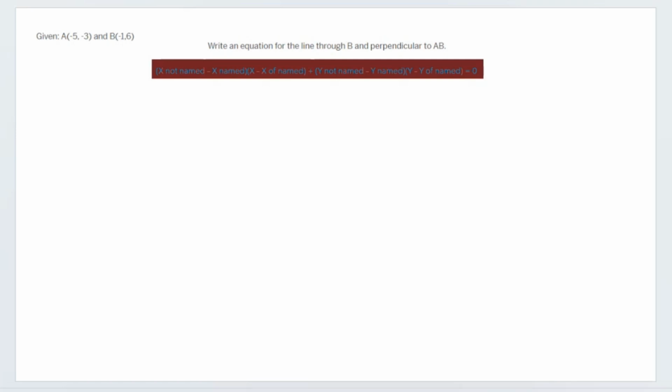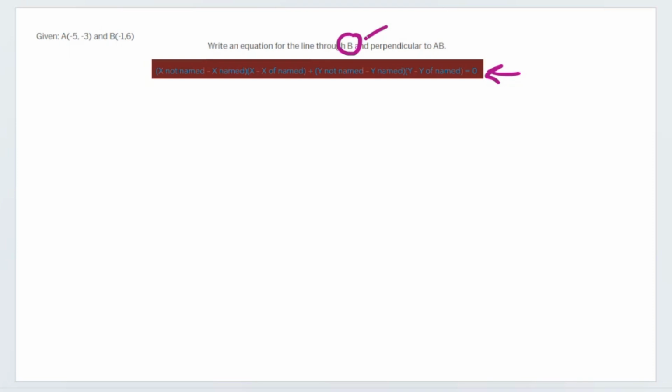In this recording, we're going to go over the Desmos 2.7 exit ticket, the last two problems, so that you have some more examples of how to find a normal segment. So this is the formula we've been using in class. And I'm given that A is (-5, -3) and B is (-1, 6). The task here is to write an equation for the line through B and perpendicular to AB.